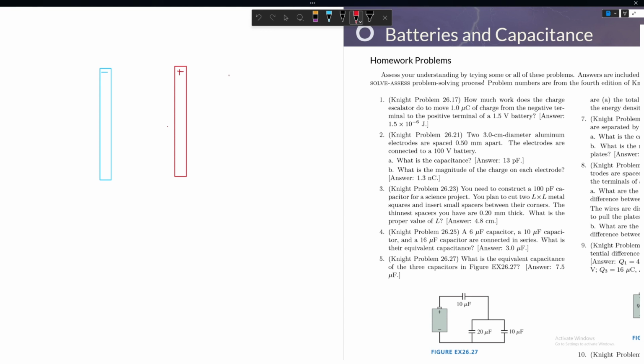Well, now this is my 2 electrodes for my capacitor they want us to build, and we're here if you're wondering. All right, so this has to be 100, so my capacitance equals 100 picofarads. My capacitor is 100 picofarads, and you plan to cut 2 L times L metal squares and insert a small spacer between them, between their corners. Huh? Okay, so there's some insulator here.